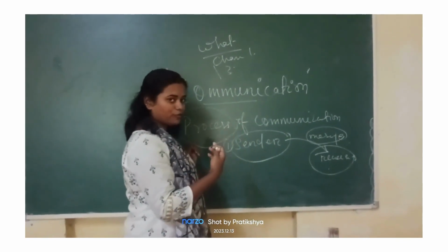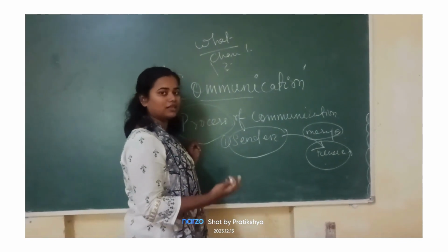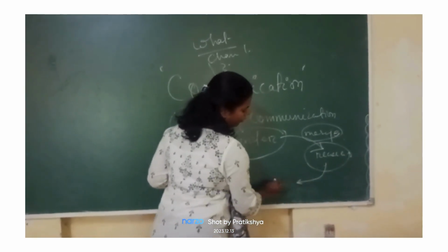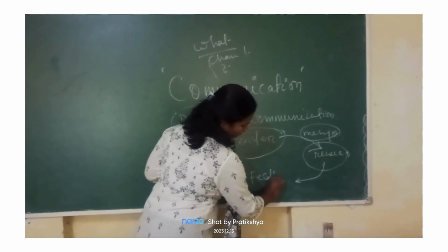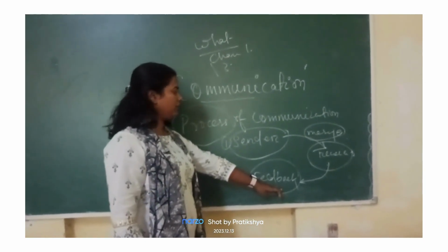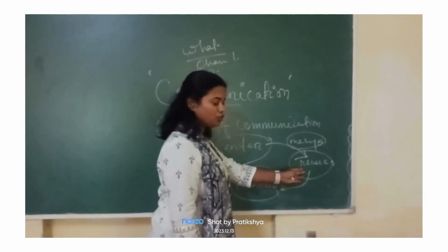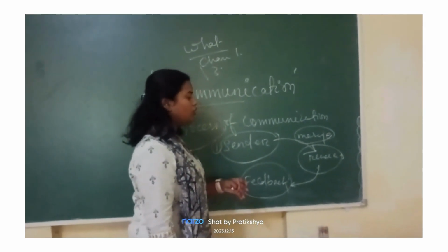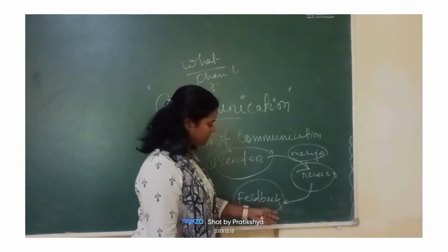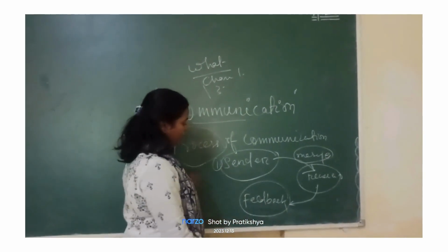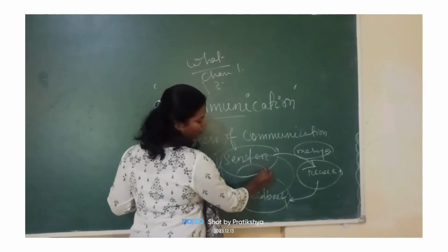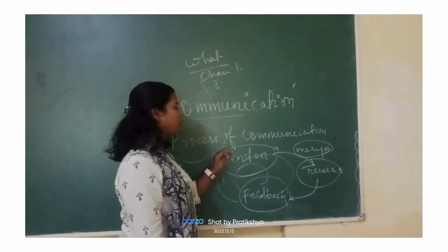The receiver observes the message, reads the message, considers the message. Then afterwards he provides feedback. Then feedback takes place. What happens? The sender provides a message to the receiver. The receiver considers the message. Then again sends a message in the form of feedback. And again the message goes to the sender. And this is totally a cyclical process that takes place in this format.